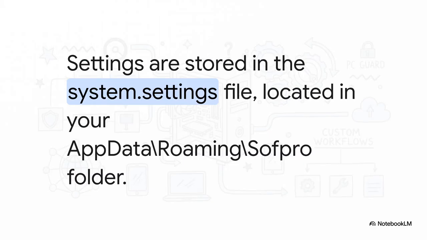Now, for those of you who like to peek under the hood, the settings themselves are stored in a simple file called system.settings. You can find it right there in your app data folder. It's good to know where it is, especially for backups, but honestly, I'd recommend making all your changes through the user interface just to be safe.